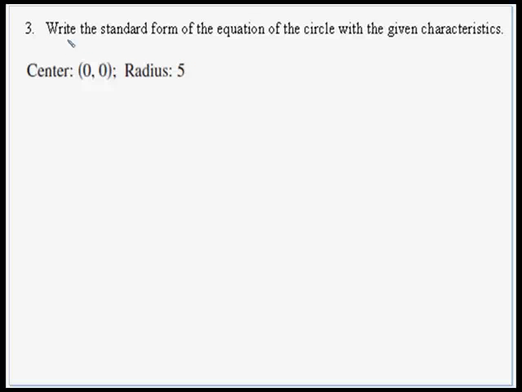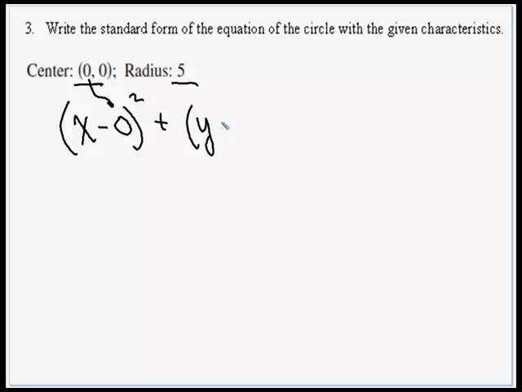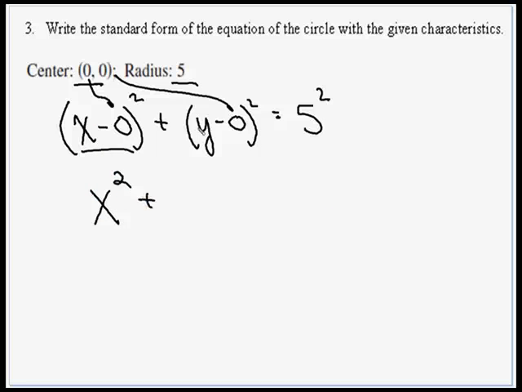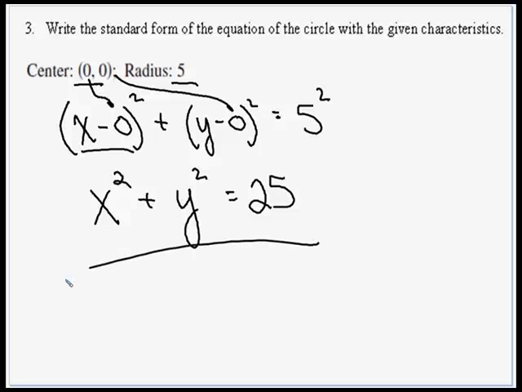Now we're going in the opposite direction. Write the standard form of the equation with this given center and this given radius. So x minus 0, this 0 comes down, quantity squared, plus y minus 0, that quantity squared, equals radius squared. In the parentheses, x minus 0 is just x, so that's squared. Y minus 0 is just y, and that quantity squared.